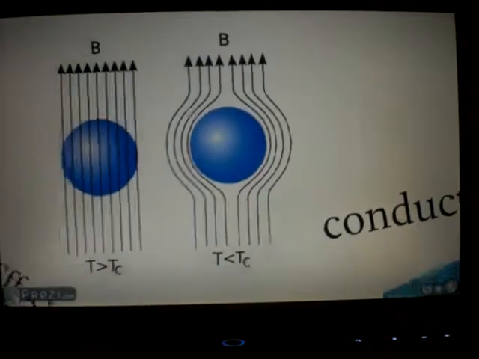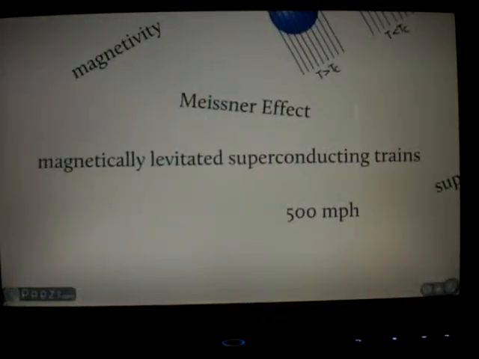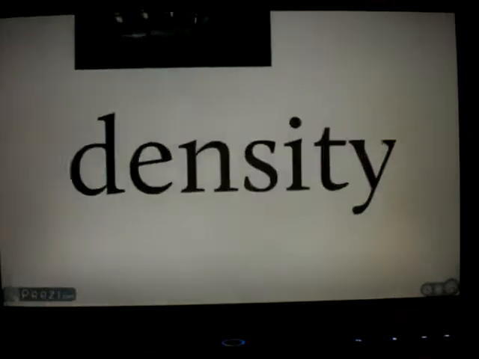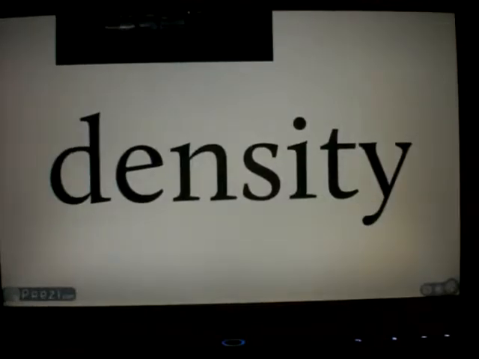What does this do though? This effect is used to levitate superconducting trains, which can travel at a speed of 500 miles per hour, which is pretty fast.